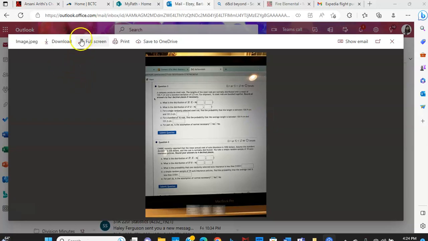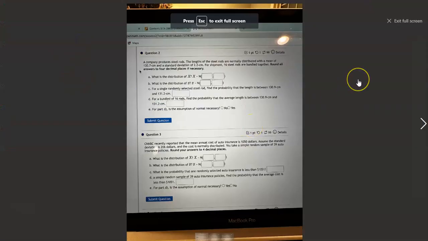All right, so let's see if we can take a look at these questions. I'll answer number two because number three is just very similar. So, a company produces steel rods. The lengths of the steel rods are normally distributed with a mean of 130.7 centimeters and a standard deviation of 2.2 centimeters. For shipment, 16 steel rods are bundled together. Round all answers to 4 decimal places if necessary.